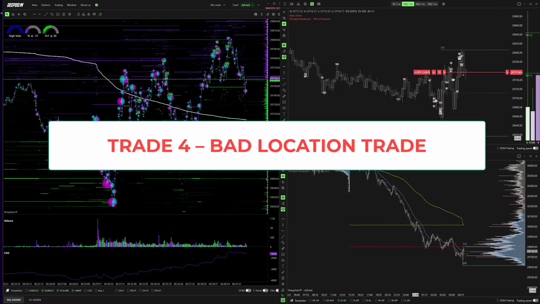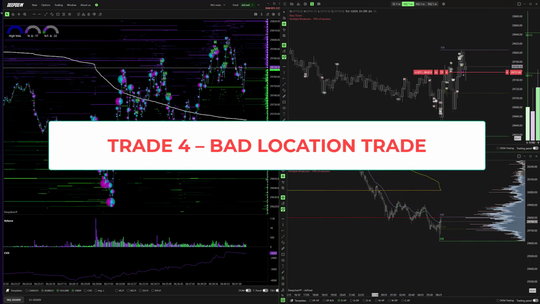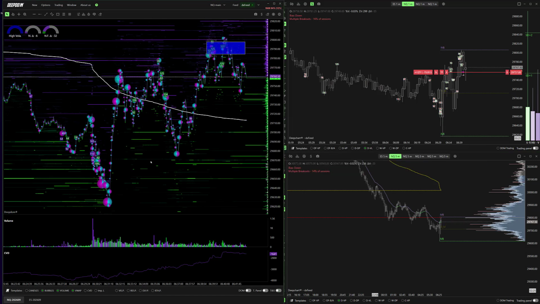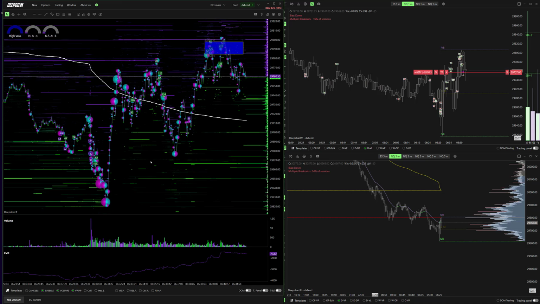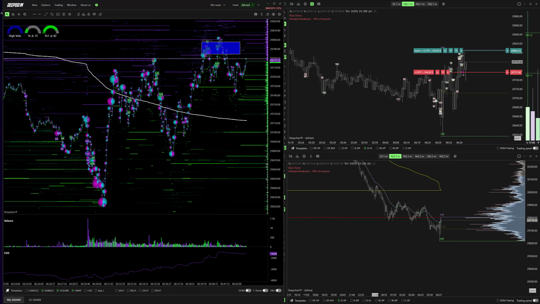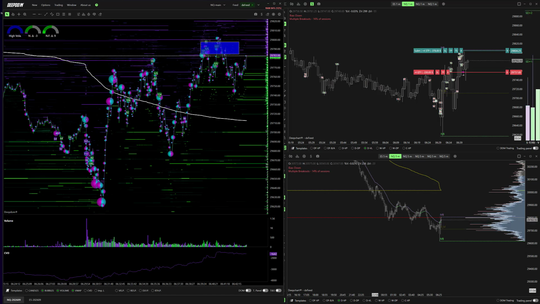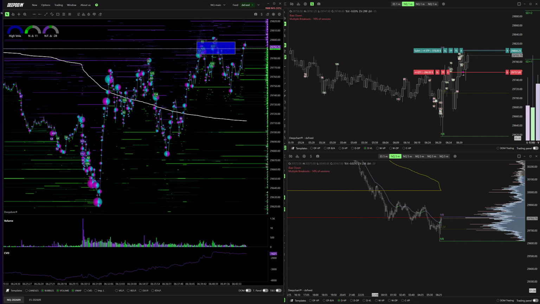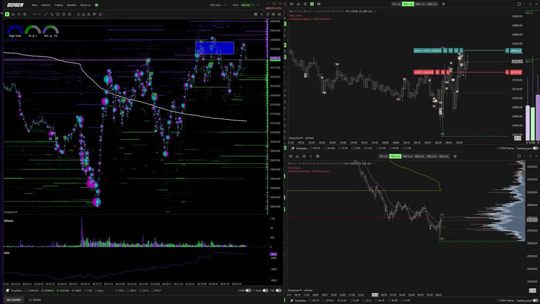The next trade is important because not every trade is a winner. The setup itself wasn't necessarily bad. The problem was the location. I entered the market in the middle of the range instead of waiting for price to reach an area where buyers and sellers are likely to defend.